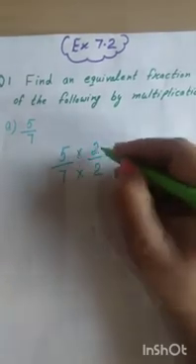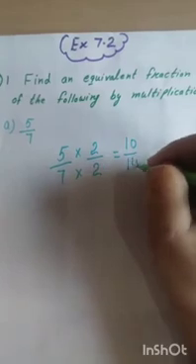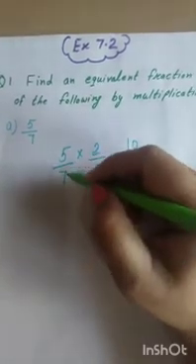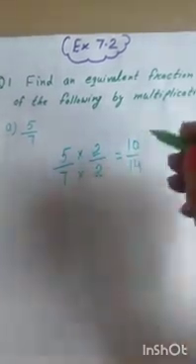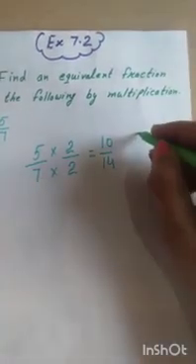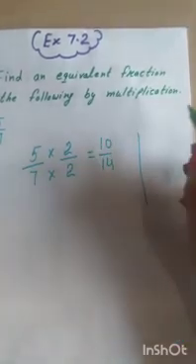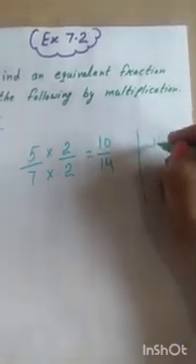That will be equal to 5 2s are 10, 7 2s are 14. Now 10 by 14 looks different from 5 by 7, but still their value will be the same. How will it be the same? I will show in the rough work. You do not need to write this in the question. I am just showing you how it is equal.